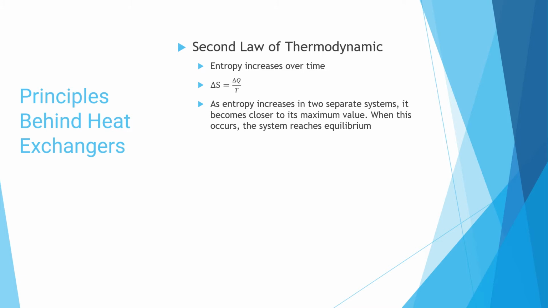Altogether, these three principles dictate the underlying mechanisms and operations of heat exchangers. The zeroth law established temperature as a measurable property. The first law describes the inverse relationship between the system's internal energy and that of its surrounding environment, and the second law expresses the tendency for two interacting systems to move towards thermal equilibrium.